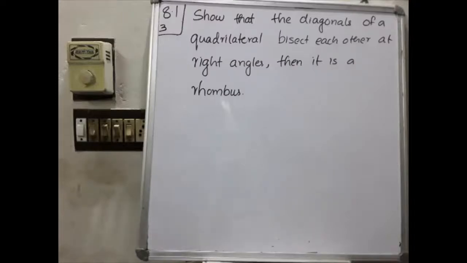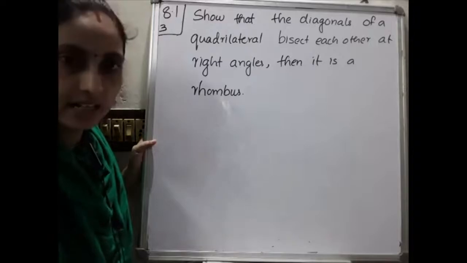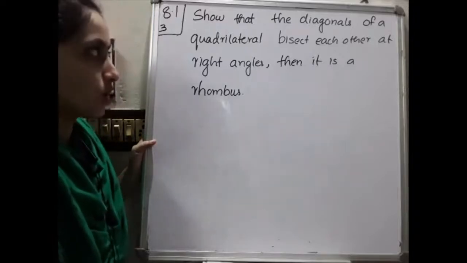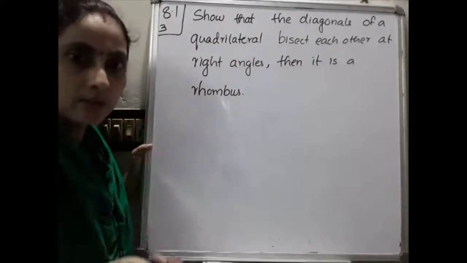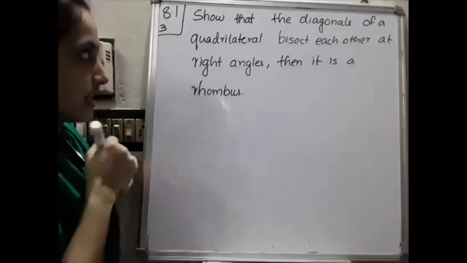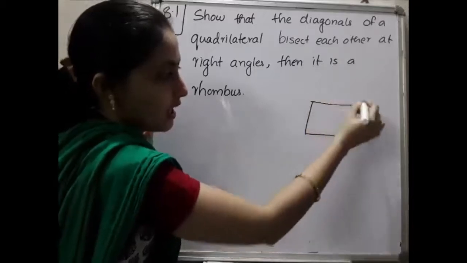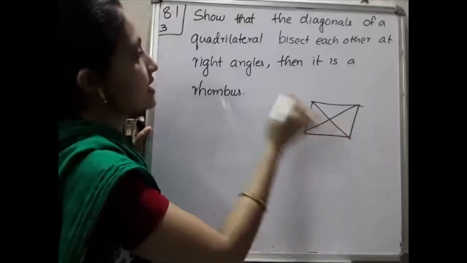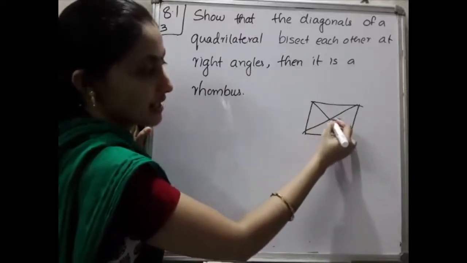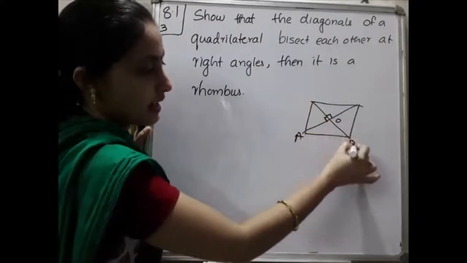Yes, next question. Show that the diagonals of a quadrilateral bisect each other at right angles, then it is a rhombus. So here the question, diagonals of a quadrilateral, not a parallelogram, but any quadrilateral. I just draw a quadrilateral. And the diagonals of a quadrilateral bisect each other at a right angle. So I mark this as so, and this angle is 90 degree, this angle is 90 degree. And I'll give the name as ABCD.